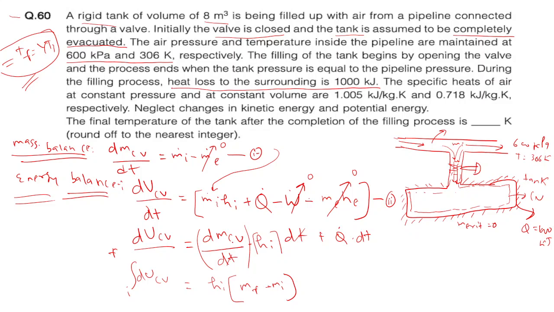What is the meaning of dmcv? Its meaning is change in the mass inside the control volume. Inside the control volume means initially how much mass is there? Nothing, evacuated, right? Mi equal to 0, sir.